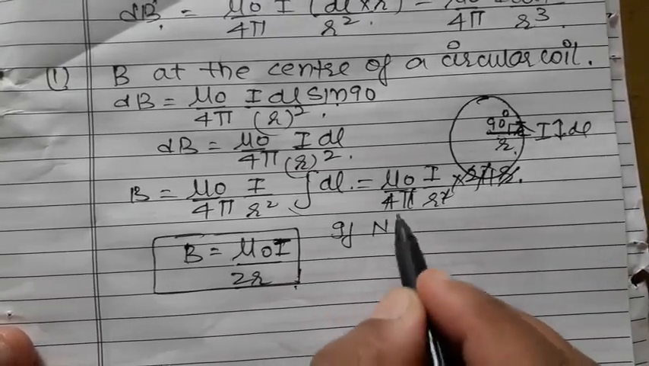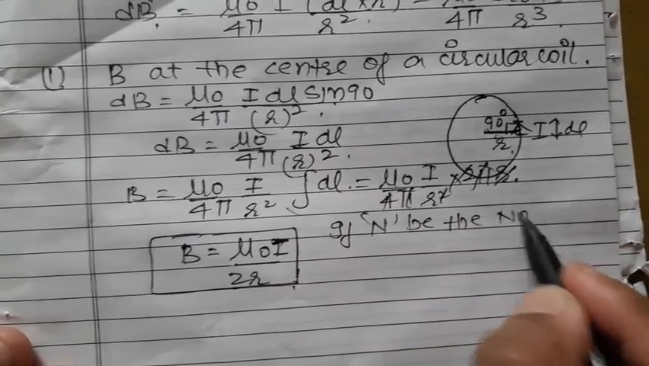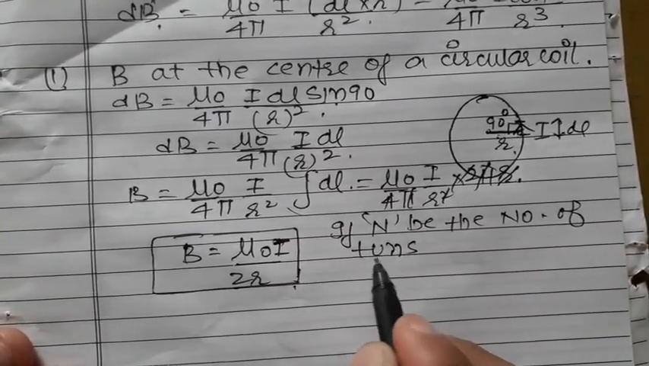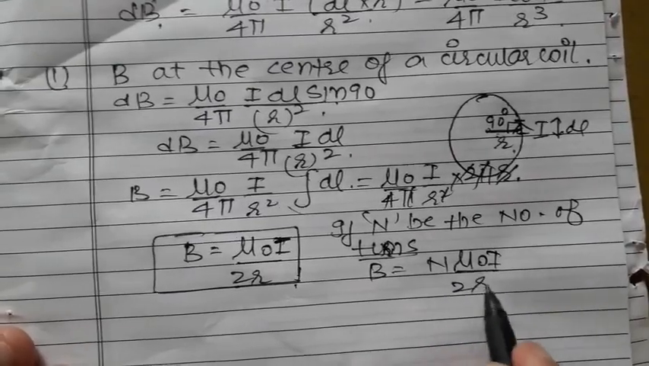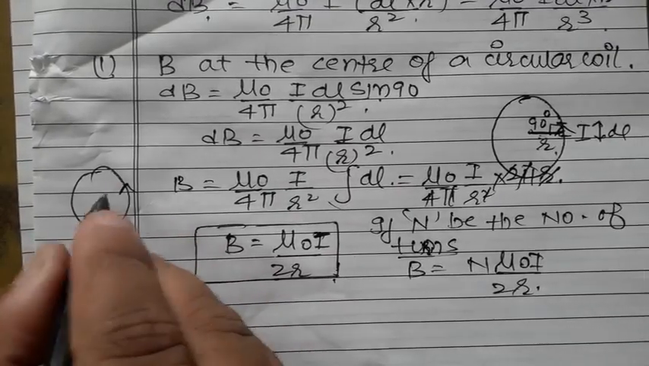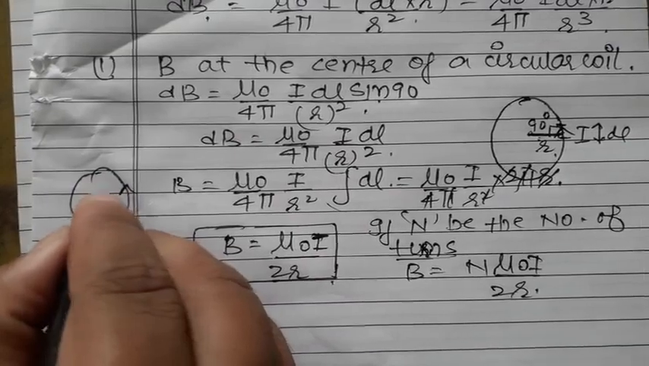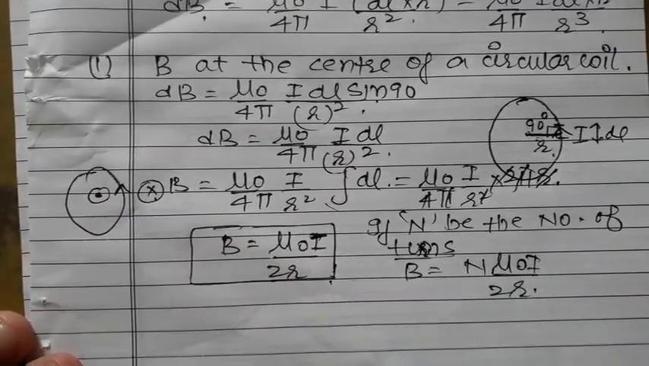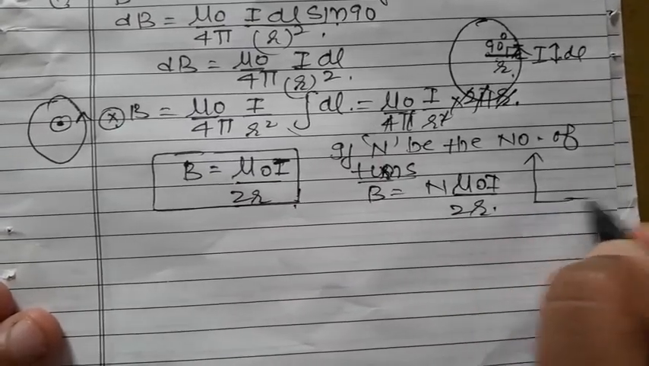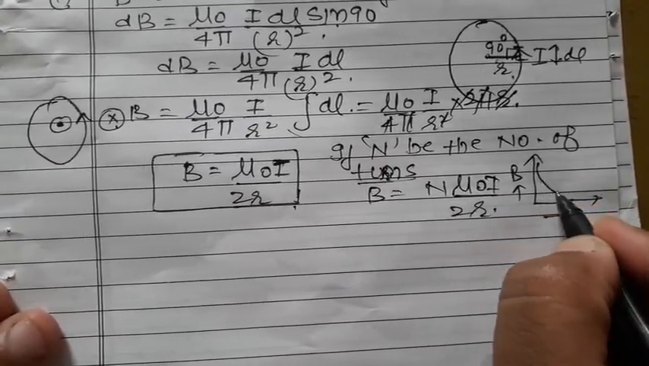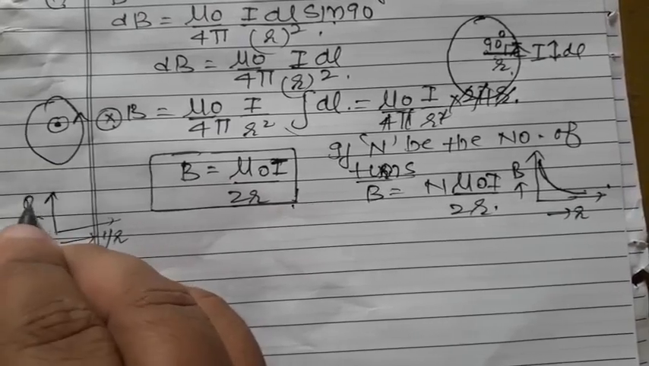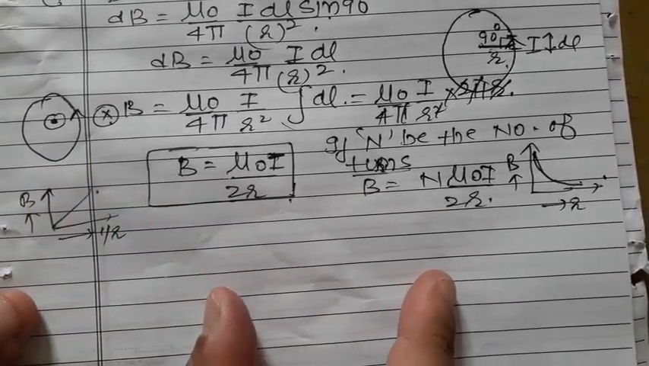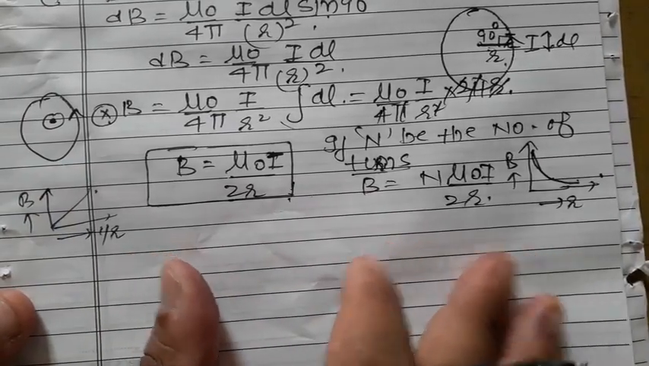This is for a single turn. If n is the number of turns, then this formula may be written as n mu naught I upon 2r. So once again, if you want to find this magnetic field and you apply the right hand thumb rule, then this side will be dot and this side will be cross. And if you want to plot the graph between r and magnetic field, then you will get it like this. And if the question comes in the exam to plot the graph between 1 by r and B, then you will draw a straight line. So that depends upon the question. Hope it is clear to all of you.